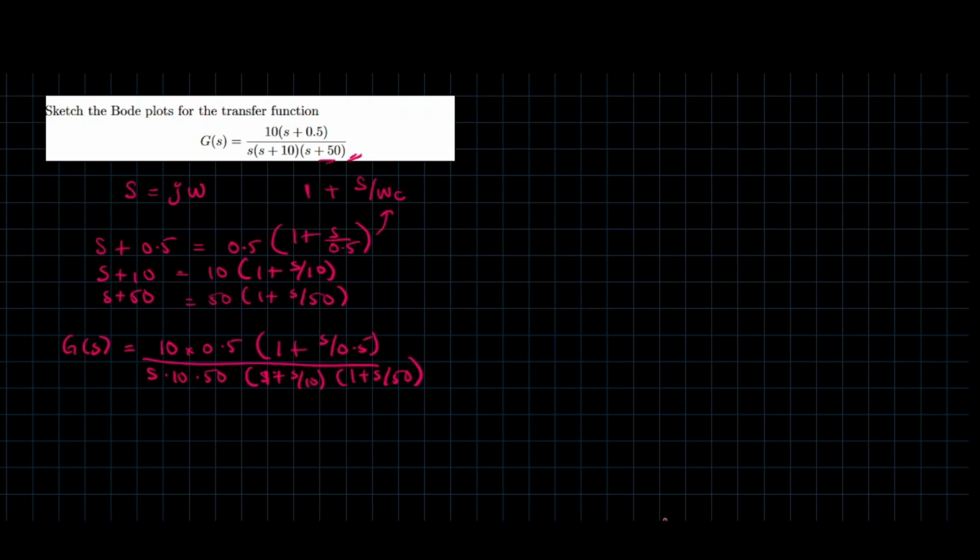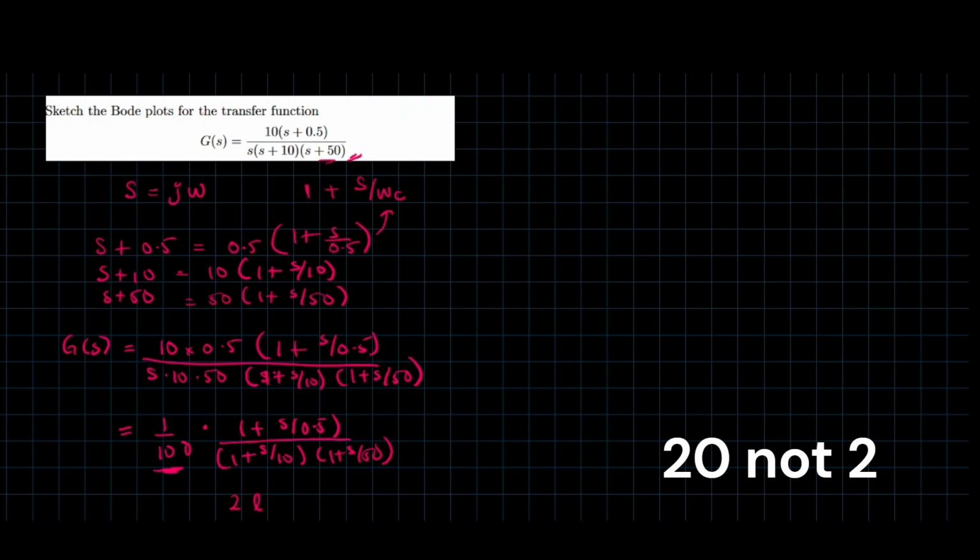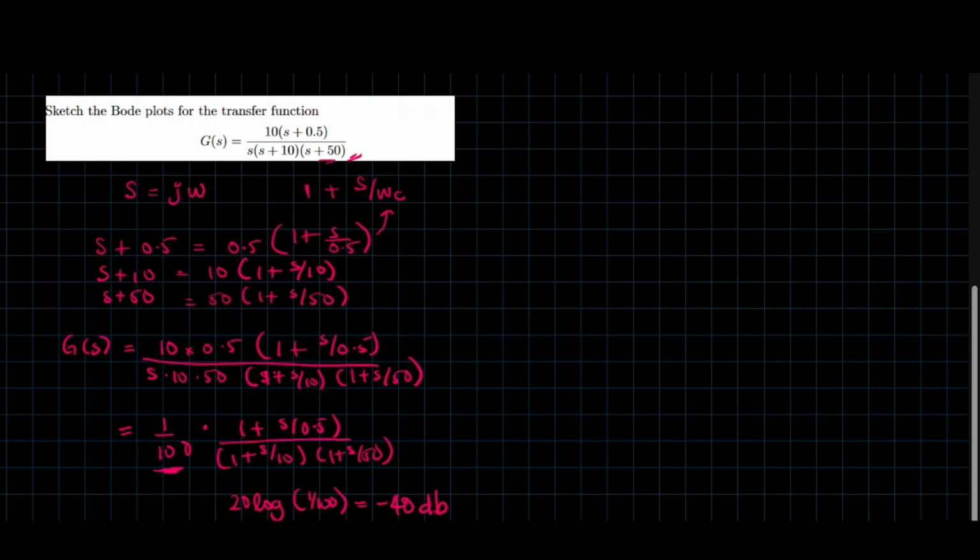And then you can simply bring out the constant to be 1 over 100 times everything: 1 plus s over 0.5, over 1 plus s over 10 times 1 plus s over 50. This constant will basically just shift the magnitude vertically by 20 log of 1 over 100, which is equal to minus 40 decibels. So it just shifts the magnitude plot vertically by minus 40 decibels, and it doesn't affect any other thing.